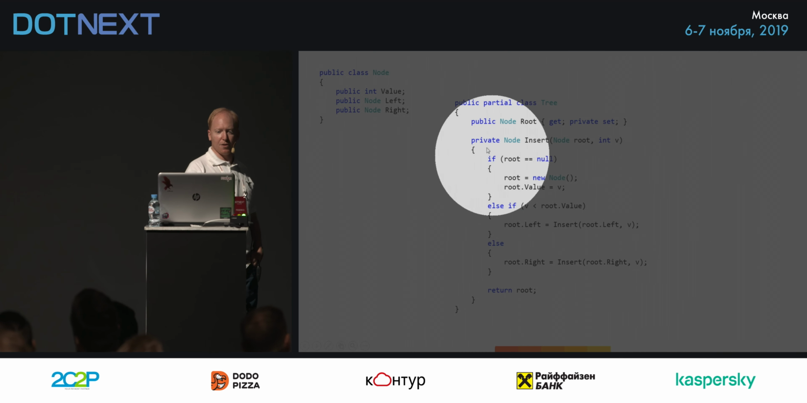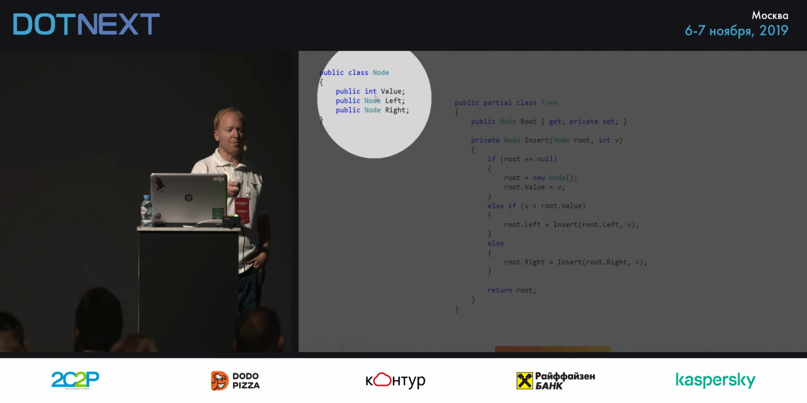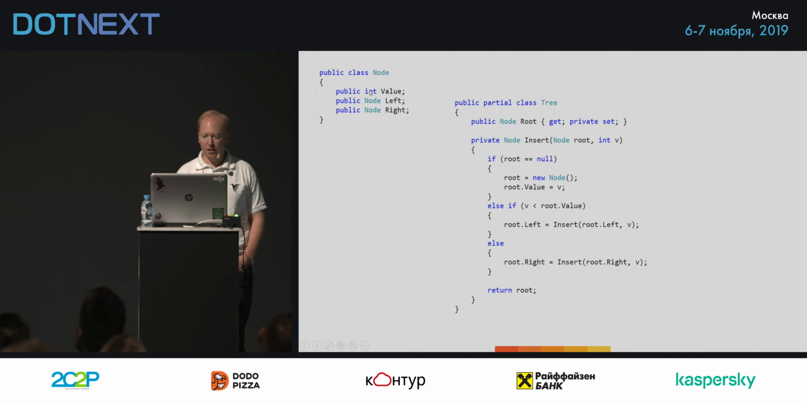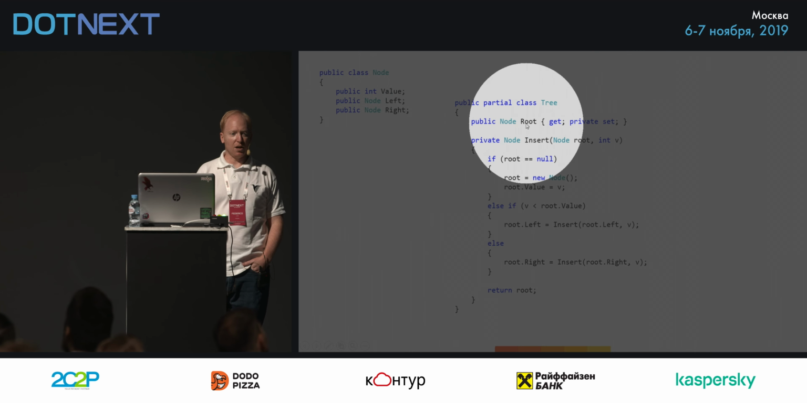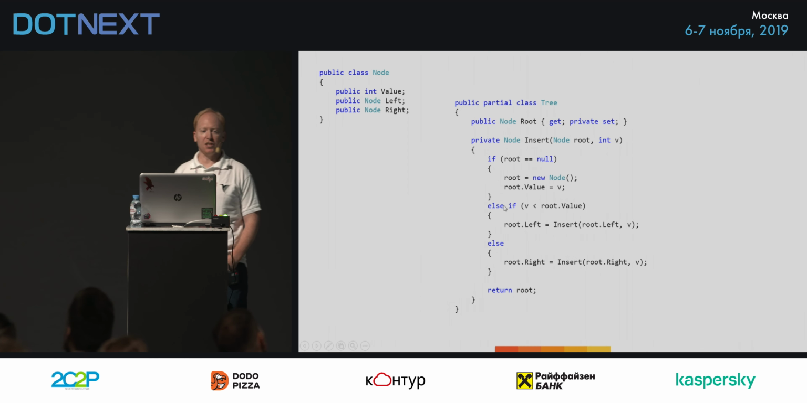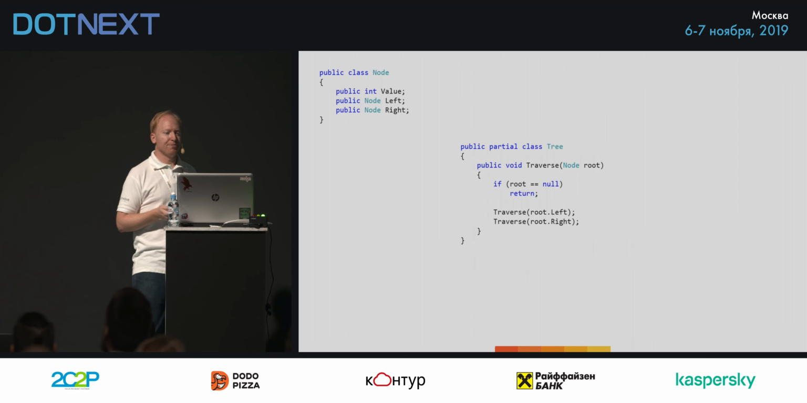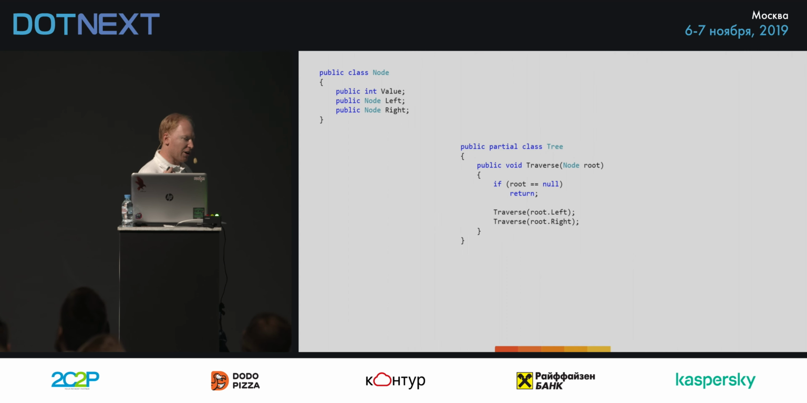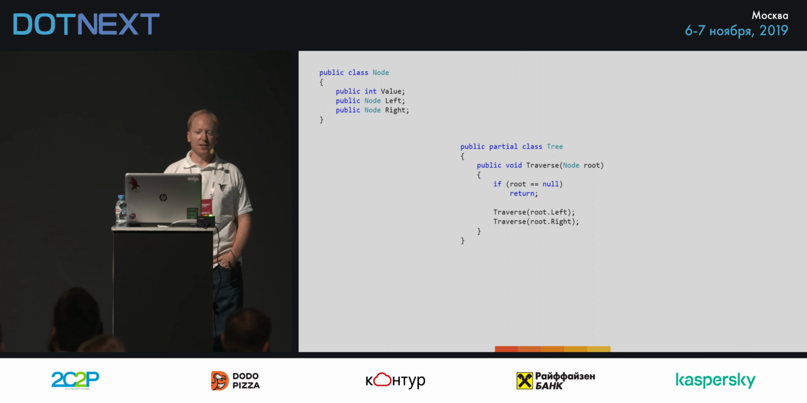We have here our node. It's nothing to see here. There's a value. We can go on our left side. We can go to our right side. Simple. Our tree starts from the root. Nothing out of the ordinary. We have our insert code. Nothing that you haven't seen before. And we also have a traversal. We are going to focus on this particular method because it allows us to showcase this technique.